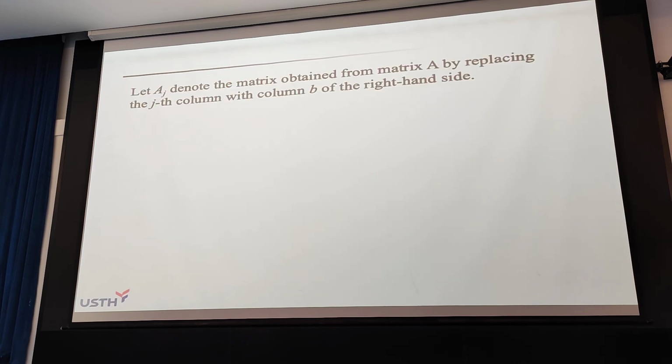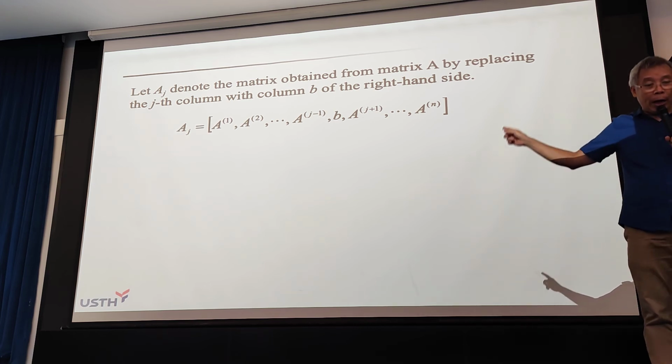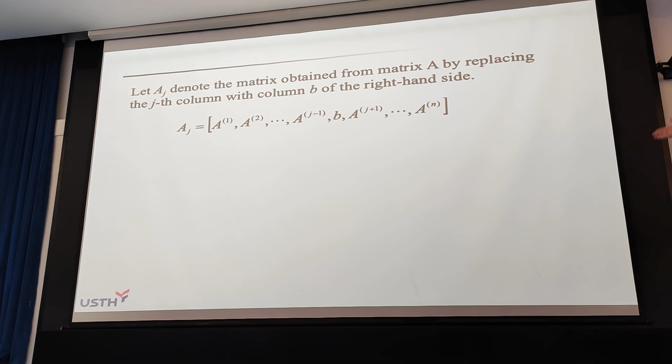Then suppose that Aj will denote the matrix obtained from A by replacing the j-th column with the column of B. And here is the picture. Here Aj. You see now Aj is different from A in that the j-th column is now replaced by the column B.